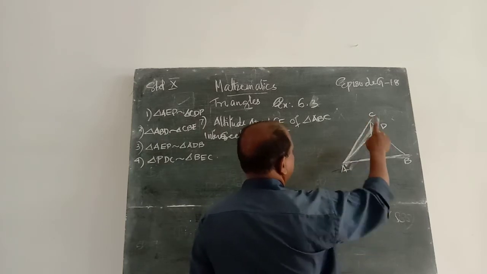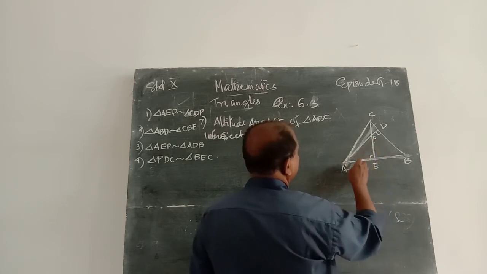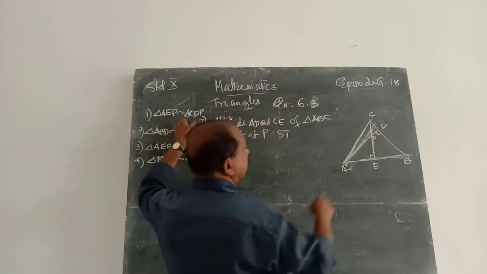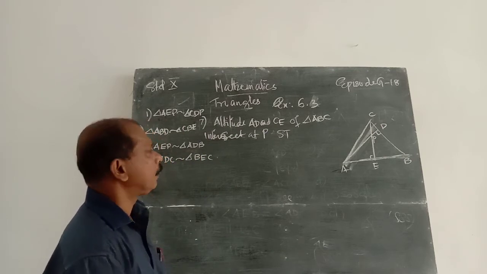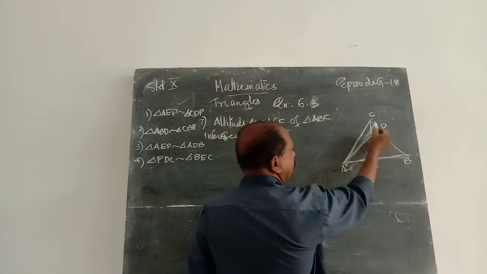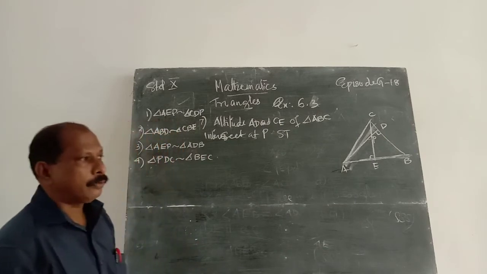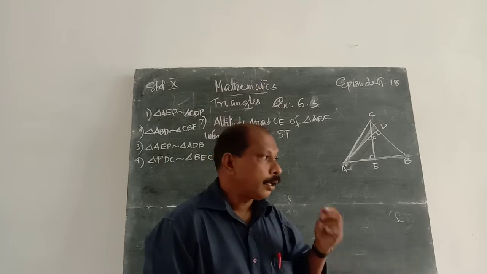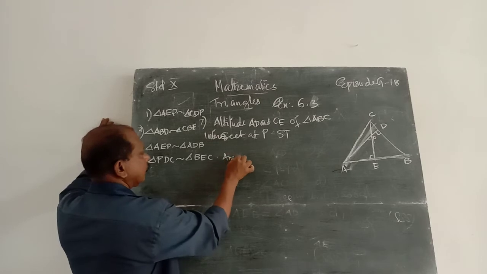So that is triangle AEP and triangle CDP. This angle is 90 degrees. This angle is also 90 degrees. These two angles are equal. That is opposite angles. Therefore, two angles of two triangles are equal. Then the third angle is equal. Therefore, they are similar triangles. That means question number 1 is answered.